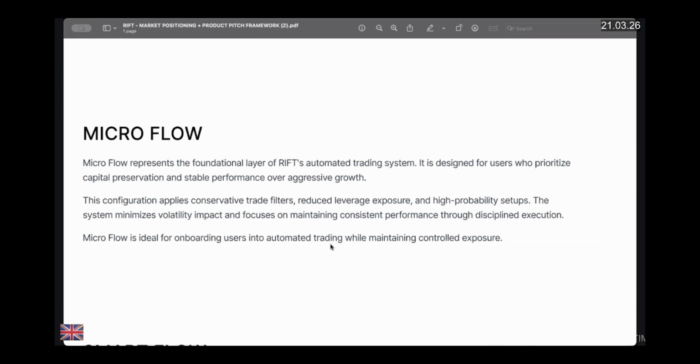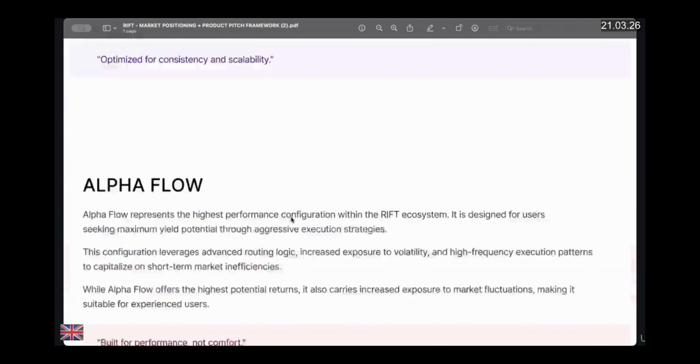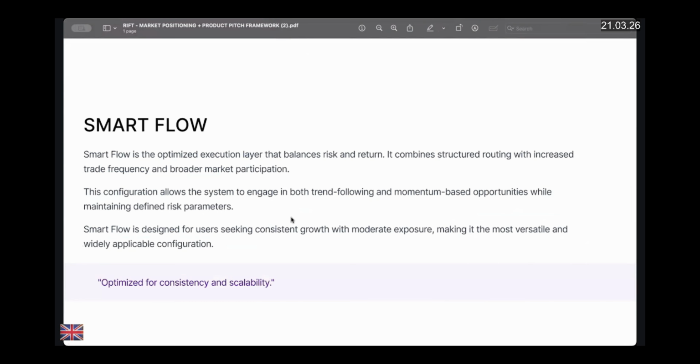So all the users who are trading in Rift can introduce their friends, can introduce their network with Micro Flow, and later can go towards Smart Flow and then move towards Alpha Flow according to the success, according to the risk appetite, which increases with time, with more confidence in the product, with more profitability in hand, with experience, of course.